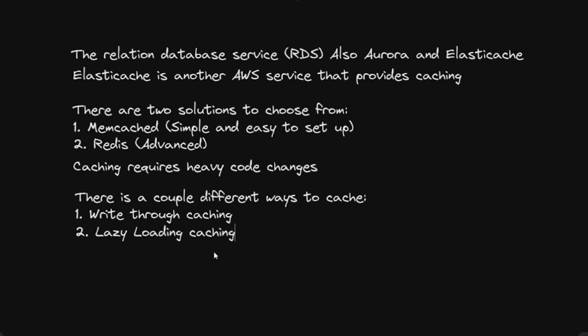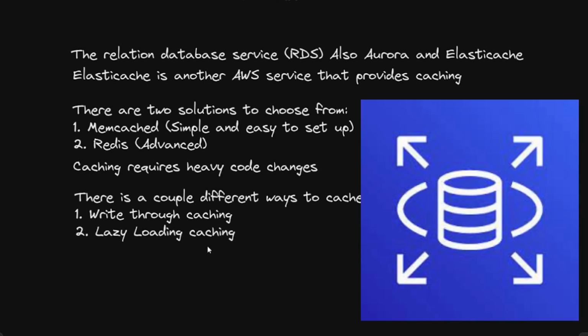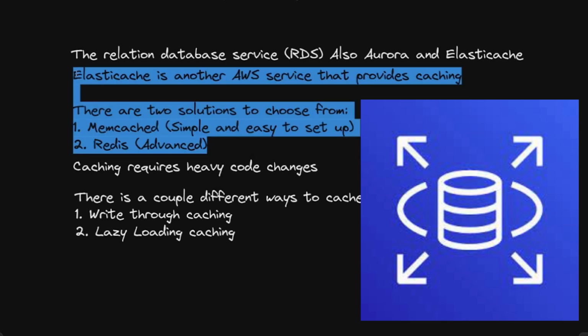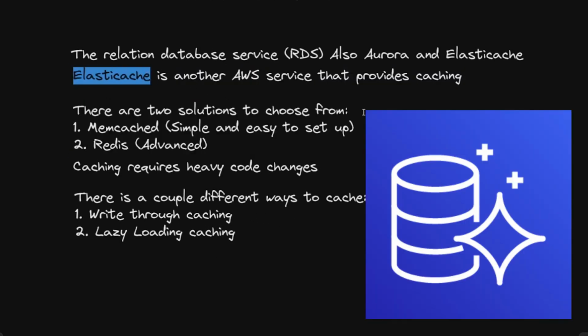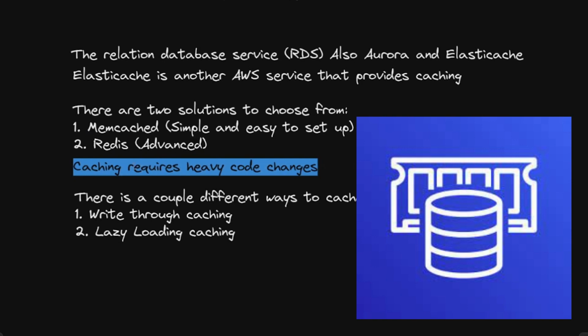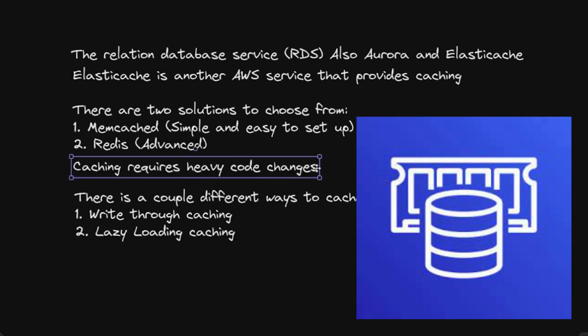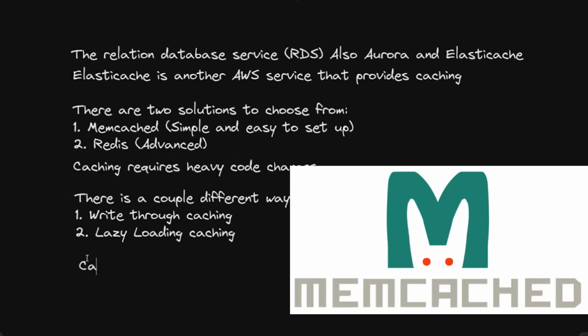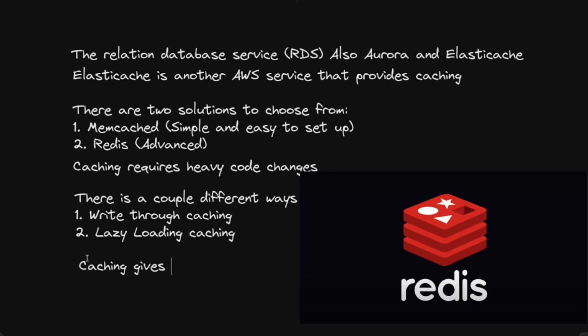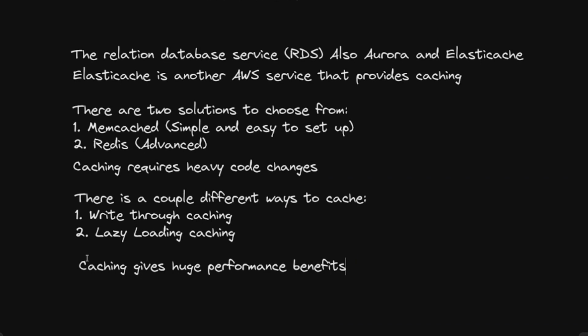In summary, RDS is a managed database service that offers a scalable, secure, and highly available relational database in the cloud. Aurora is a MySQL and Postgres compatible relational database that provides high performance, scalability, and availability. Elasticache is a web service that makes it easy to deploy and run an in-memory cache in the cloud. Memcached is a simple and straightforward caching system, while Redis is a feature-rich caching system that provides advanced features. Finally, caching requires heavy code changes, but it can provide significant performance benefits for applications that frequently query the database.